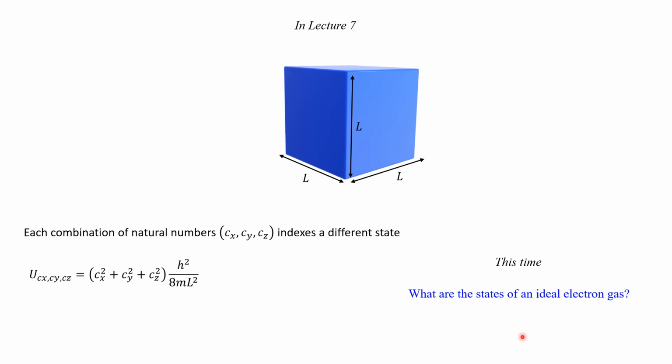So our goal in this lecture is to develop a language and a system to label the states of an ideal electron gas. So the electron gas is just a system particle in a box, electron in a box, but with lots of electrons. That's what the term gas denotes, lots of particles. And the term ideal just denotes that we're ignoring interactions between electrons.